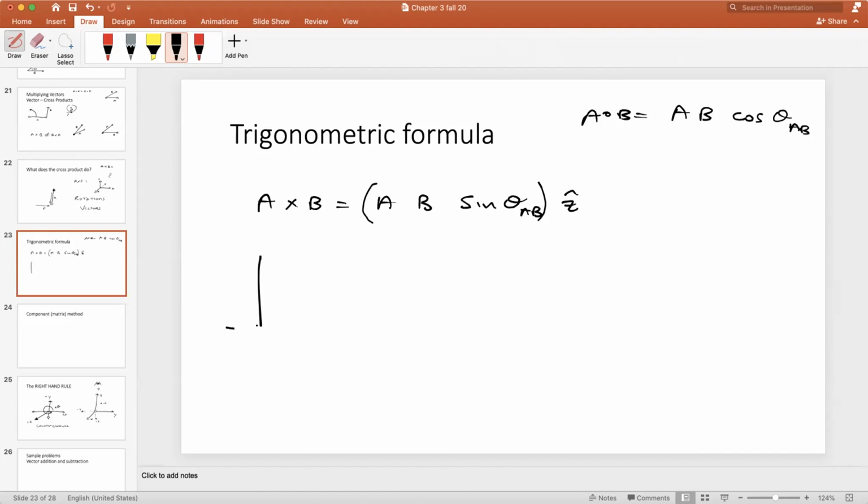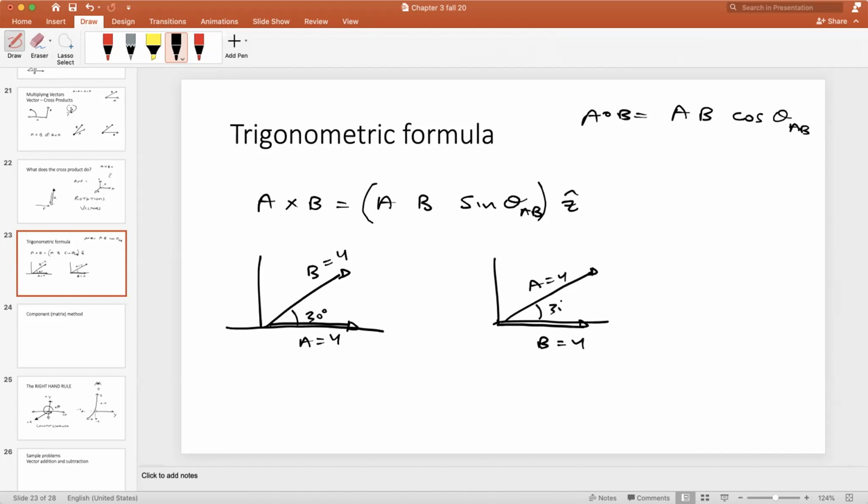Let's imagine, we'll go back to the one that we did, except we're going to do 2 of them. So here we're going to have B is 4 and A is 4, and they are 30 degrees apart. And here, imagine A is drawn like that. Here now B is 4 and A is 4, and they're 30. Okay, and we want A cross B in both cases. Now A cross B, I get A turned to B, which is A times B times sine of the angle between A and B. What is the angle between A and B? It's positive 30 degrees. Okay, this gives me 4 times 4. What is sine of 30? It's a half. So this gives me 8 in the positive Z hat direction.